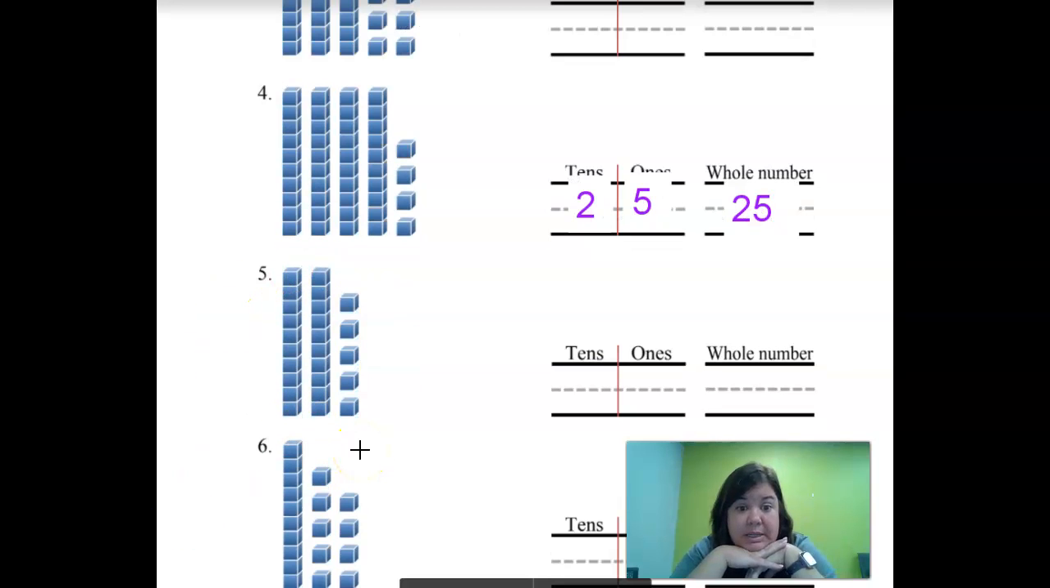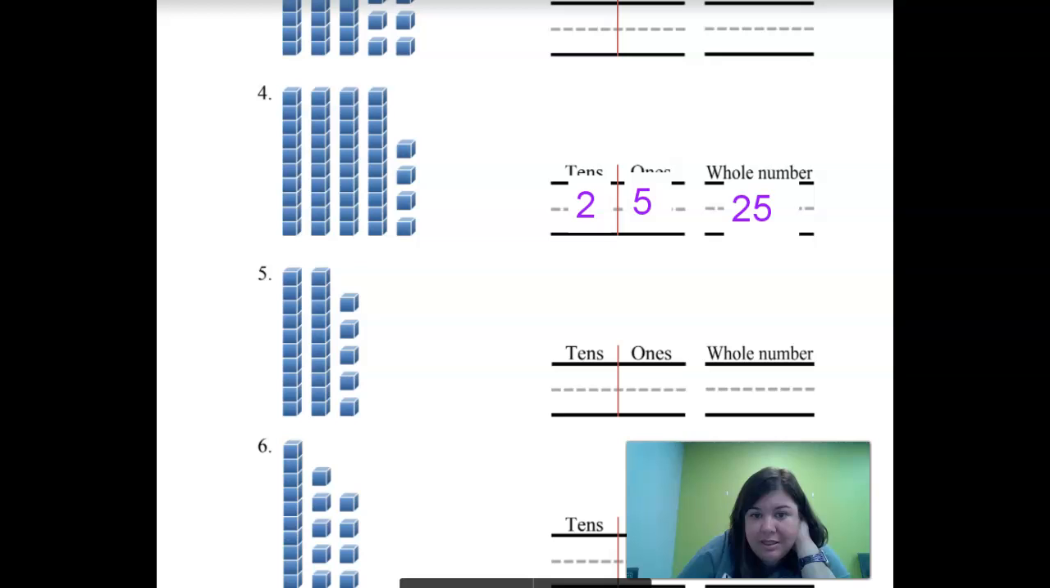Did you get 2 tens and 5 ones? Let's double check. 1, 2. Write the 2 in the tens column. 1, 2, 3, 4, 5. That's 5 ones, which makes the whole number 25. I hope that's what you got.